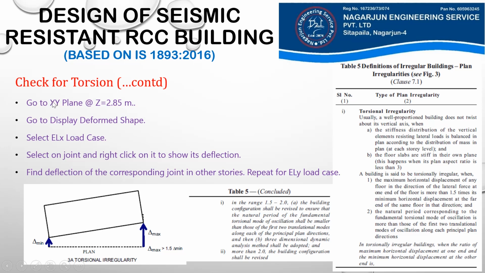So first, the general method is we go to an xy plane at a certain story. In our case, z equals 2.85 meter is our first story. We go to display deformed shape. We select the first earthquake load in x direction load case. We select the joint and right click on it to show deflection. We calculate the deflection and see if this condition is satisfied or not. After you have completed the check for the first story, you can go to the second story and then the third story. First you can complete it for the earthquake load in x direction load case, and then you can repeat the same process for the earthquake load in y direction load case.